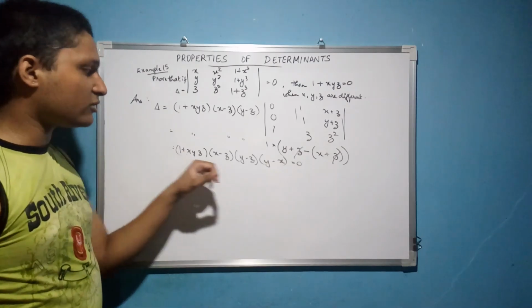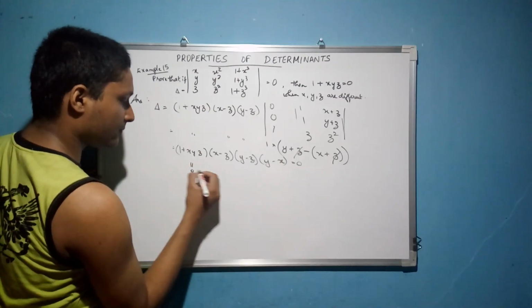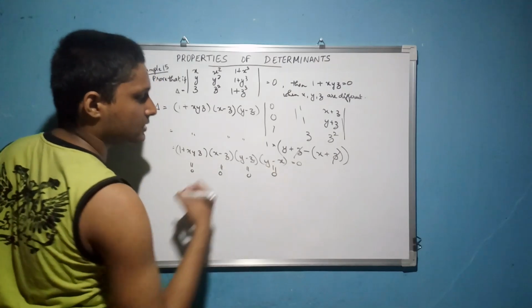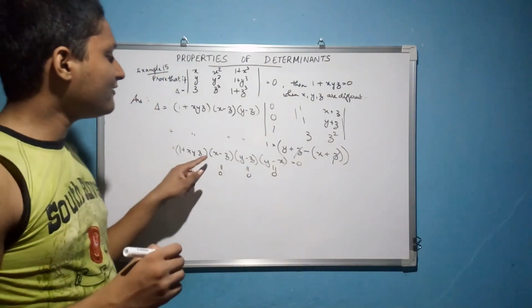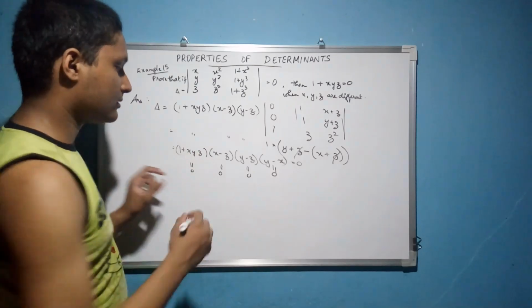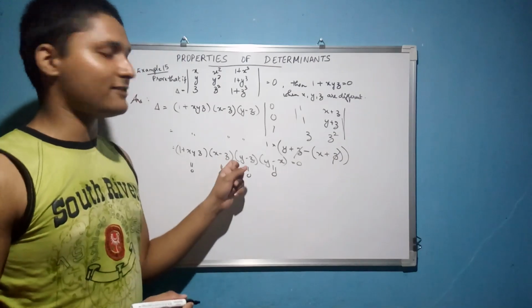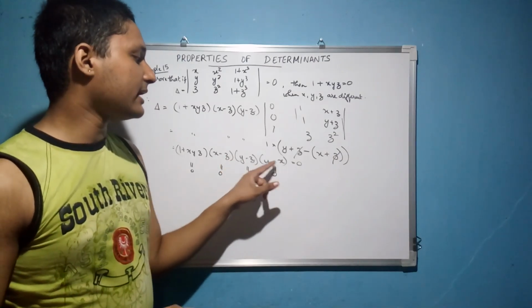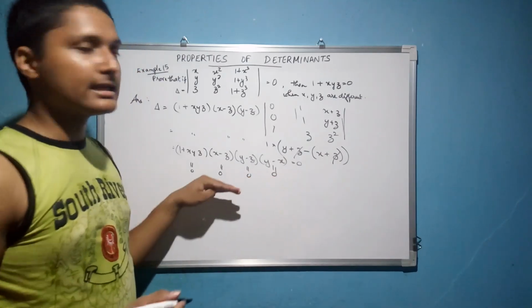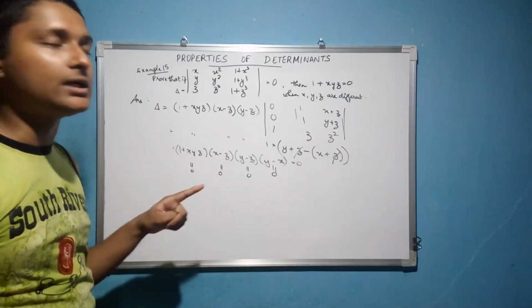So if it is equal to 0, there are several cases: there are 4 factors, so you get 4 cases. Either this is equal to 0, or this, or this, or this. So if x minus z is equal to 0, that means x is equal to z. If y minus z is equal to 0, that means y is equal to z. If y minus x is equal to 0, then x is equal to y. So in these three cases, either x and y, or y and z, or x and z are going to be equal.